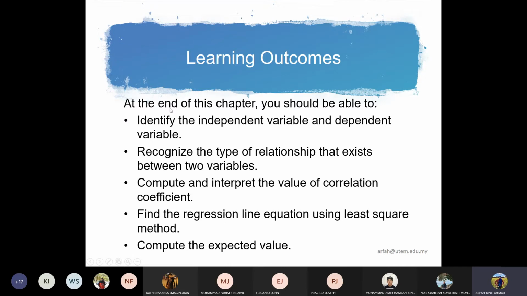And compute the expected value. I don't think the expected value is in here. Tak apalah, tengok nanti.